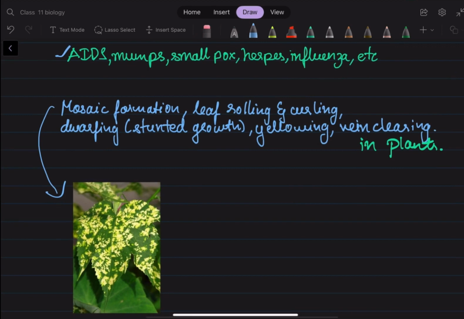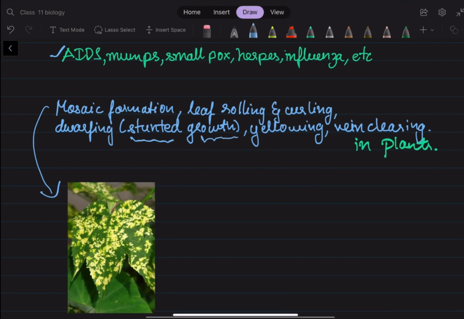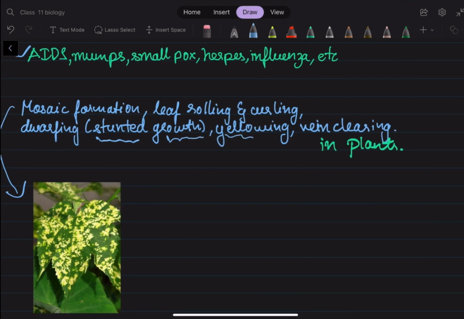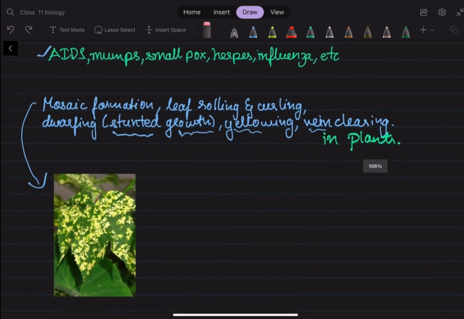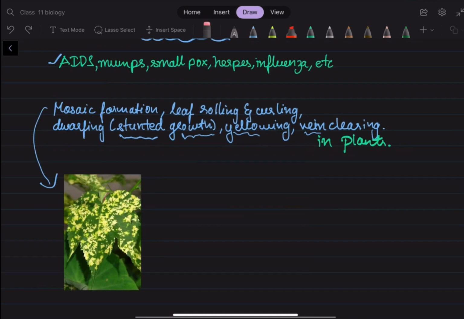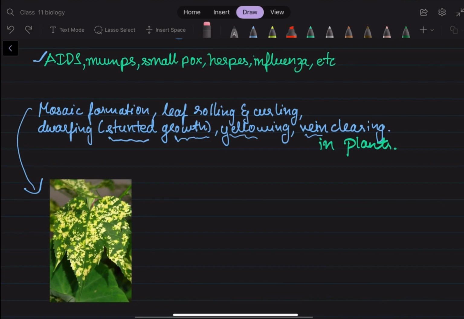It also leads to the curling and rolling of leaves and stunted growth, which is the short height of plants. It also causes yellowing of leaves and vein clearing. What is vein clearing? You can see these veins lose their green color, so the decoloration of veins in leaves is called vein clearing. These are all the common symptoms present in plants due to viruses.